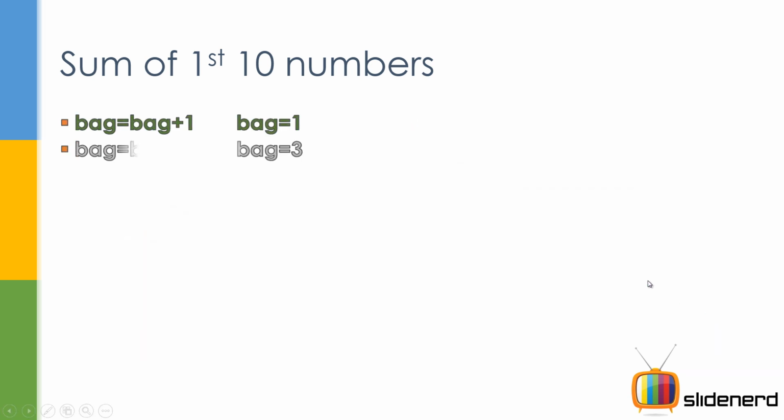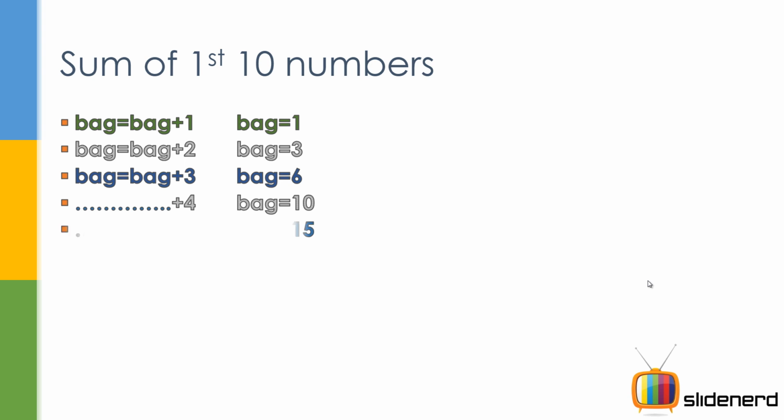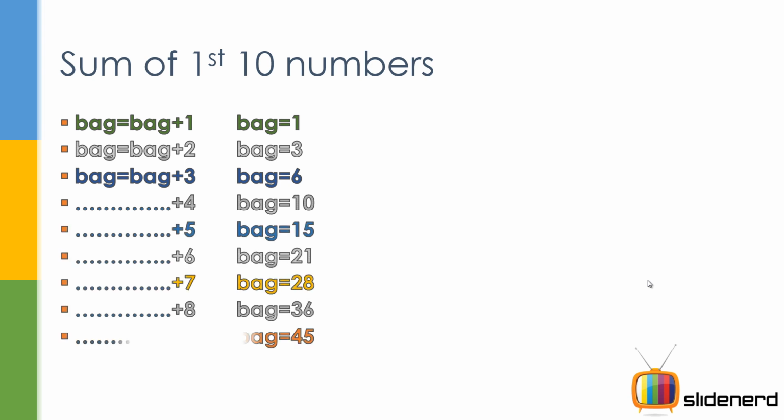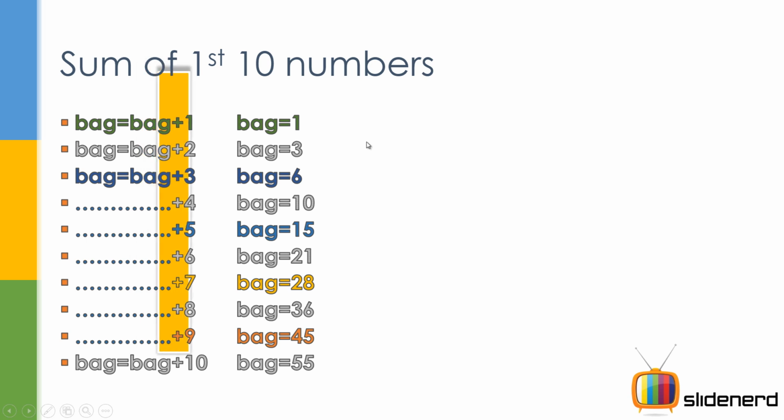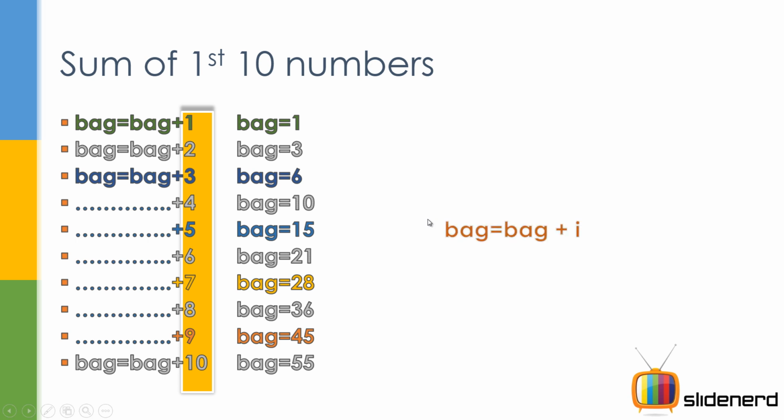Same way, you have bag plus 1, plus 2, plus 3, plus 4. It goes on, right? Up to 10. So at this point, you can see the statistics over here. 1, 3, 6, 10, 15, 55. Now, there is something you must pay attention to. It is these numbers: 1, 2, 3, 4, 5, 6, 7, 8, 9, 10. These numbers can be automated by saying bag is bag plus i.